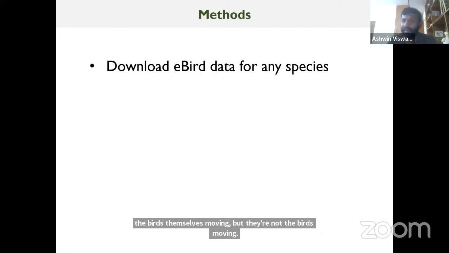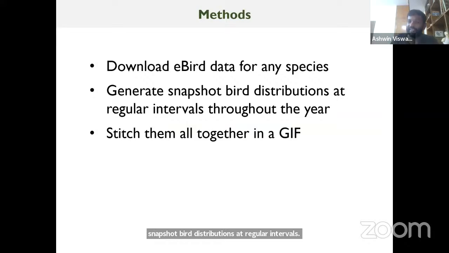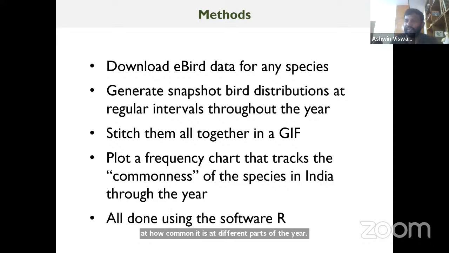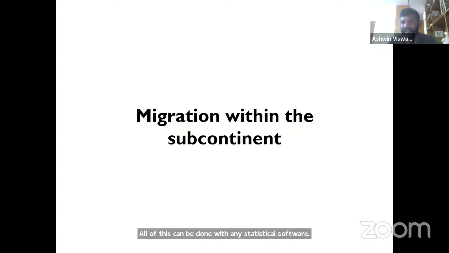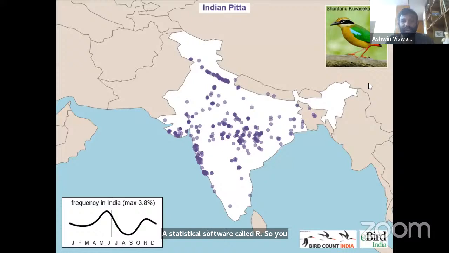So if you download eBird data for any species, you can generate snapshot bird distributions at regular intervals during different parts of the year. You can stitch them all together into a GIF. So everybody here, I'm sure, knows what a GIF is. And then you can look at a frequency chart that looks at how common it is at different parts of the year. All of this can be done with any statistical software. What I'm going to show from here on was done on a statistical software called R. So here's an example of migration within the subcontinent.